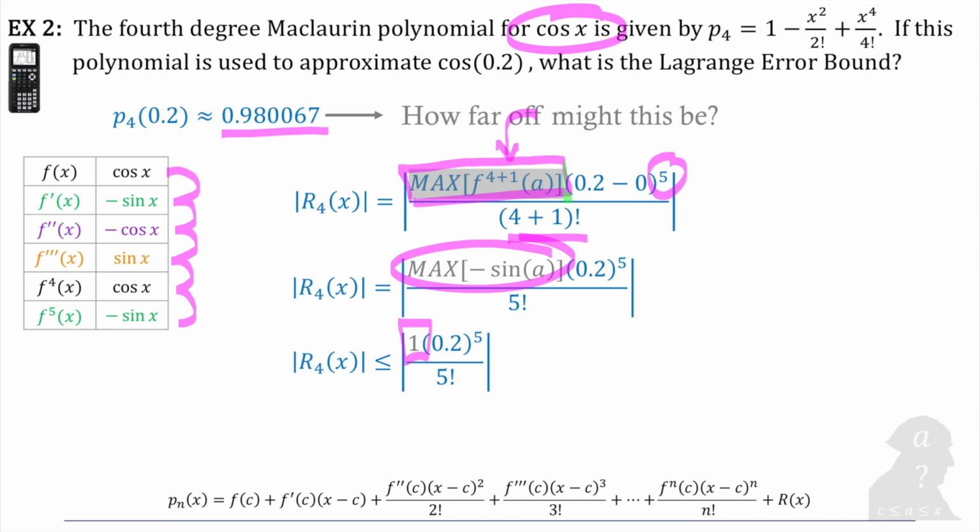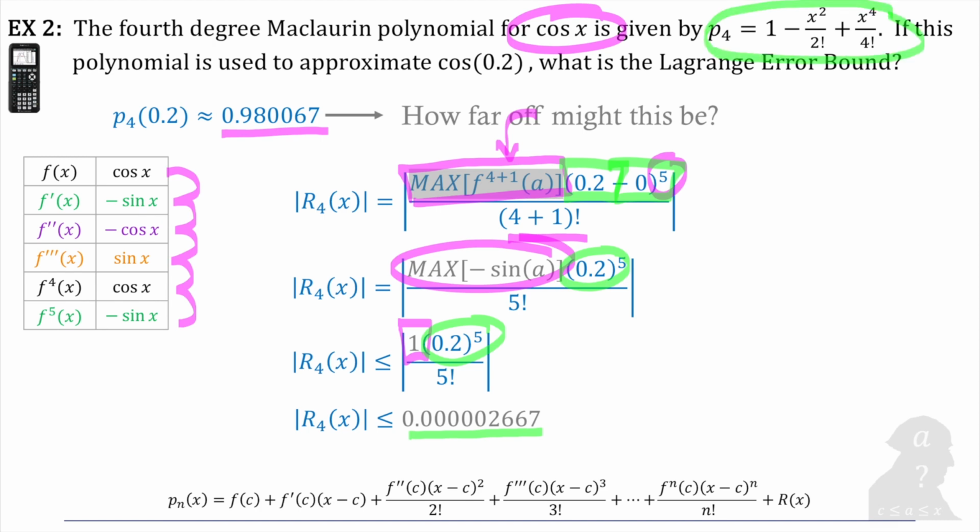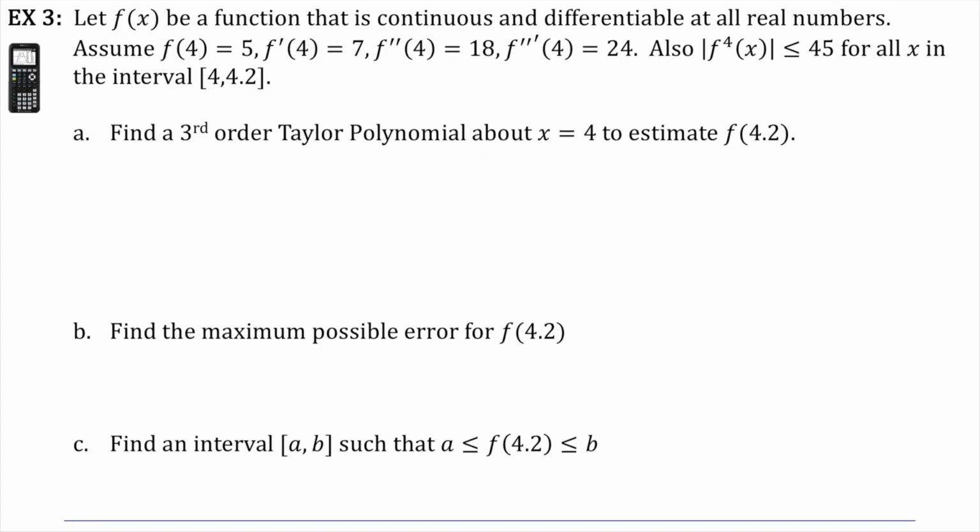We're estimating at 0.2, and we're centered at 0. So we've got 0.2 to the fifth that we've brought down, all over 5 factorial, and then we can put that into our calculator. And wow, look at that, it is a small, small number. So this polynomial here is going to be a very, very close approximation of cosine of 0.2. That's super cool.